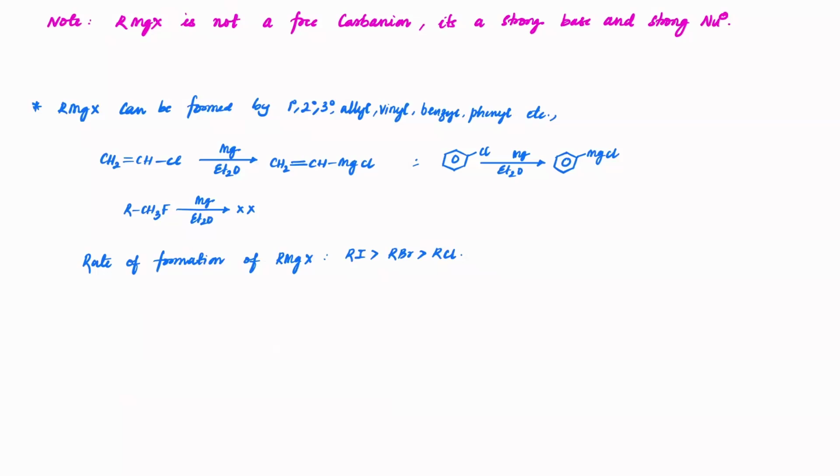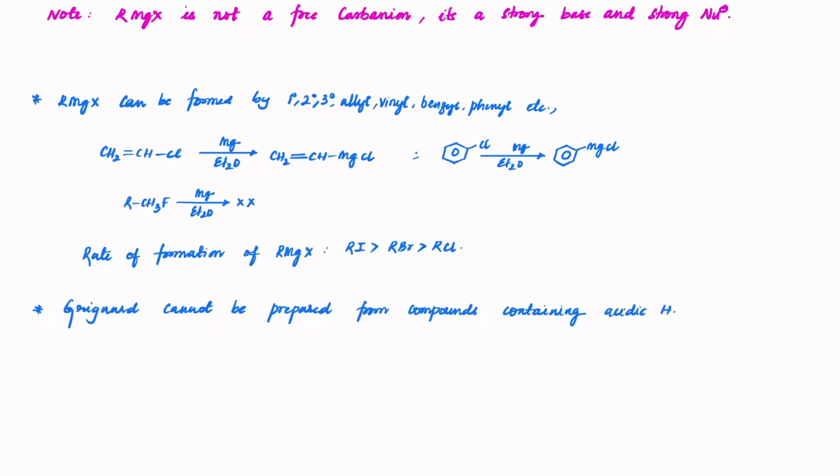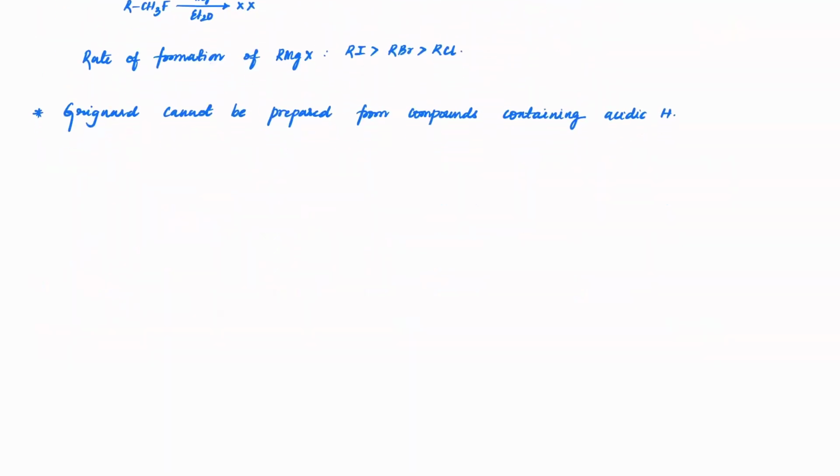And notice the next point. Generally, Grignard's reagent cannot be prepared from compounds which have an acidic hydrogen. Suppose it already has an acidic hydrogen, it will not make the Grignard's reagent or will not keep the Grignard's reagent stable. There is some internal shifting that will happen. Let me show you case by case.